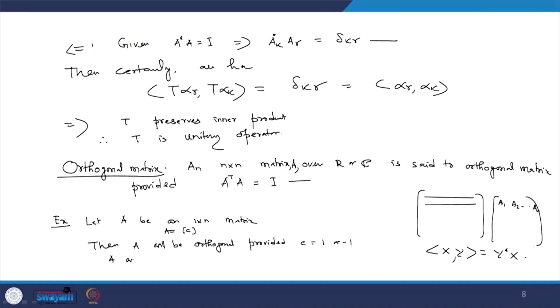Now, suppose you want to check whether A is unitary or not. What will be the condition for unitary? Provided C into C bar equal to 1. So, this implies mod of C equal to 1. So, this implies C equal to e to the power i theta, for theta a real number, so that mod of C equal to 1.